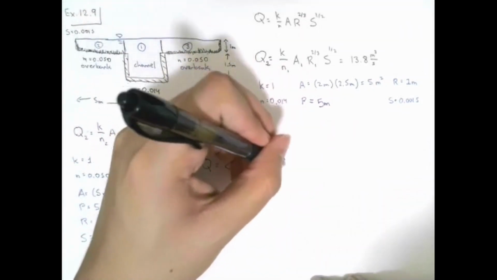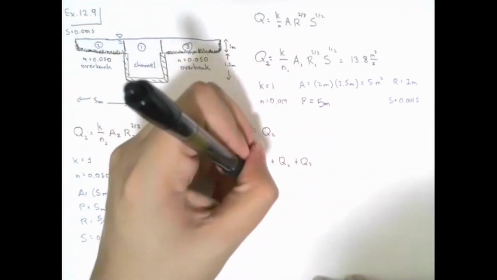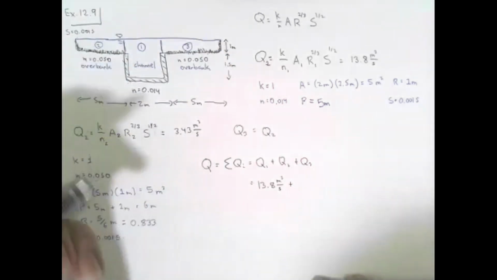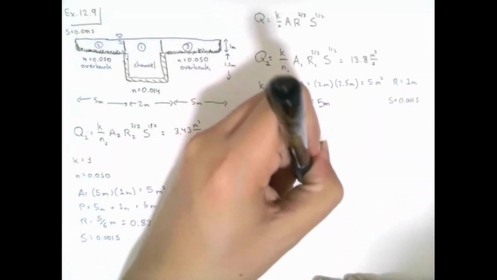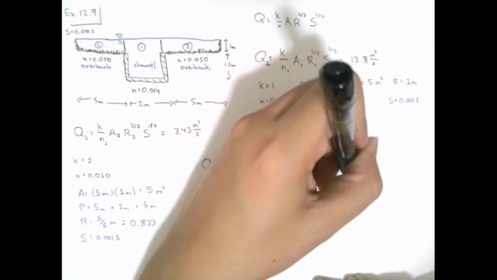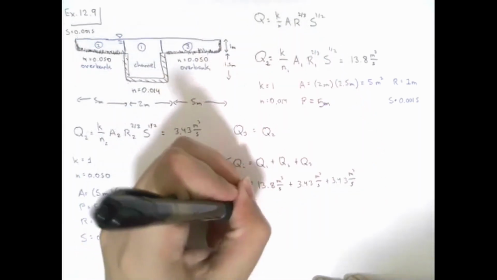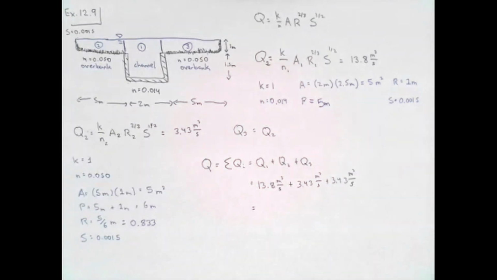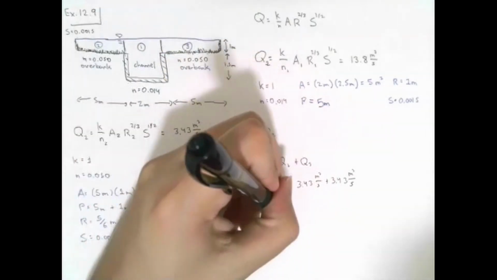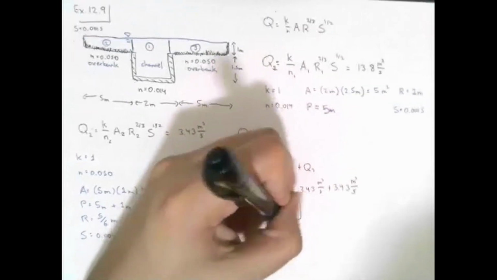So we get the flow rate from section number 1 plus the flow rate from section number 2 plus the flow rate from section number 3. From section number 1, we have 13.8 meters cubed per second. And then from sections 2 and 3, we have 3.43 meters cubed per second each. So if we take all these individual flow rates and add them up, what is the flow rate of this section? 22.66. 20 point what? 66? I'll just round that up to 7. So 20.7 cubic meters per second. That is correct.